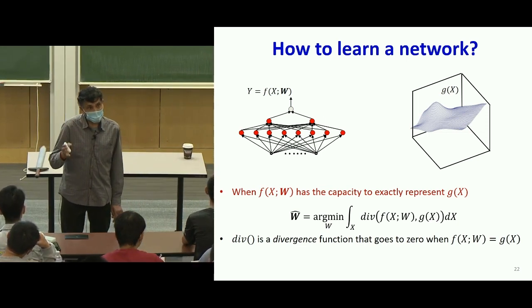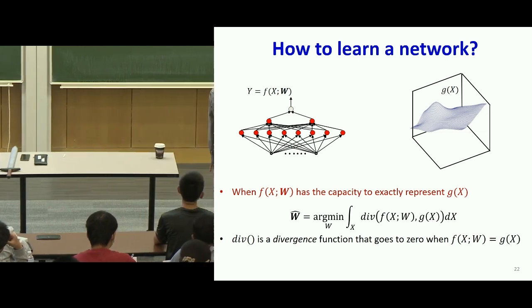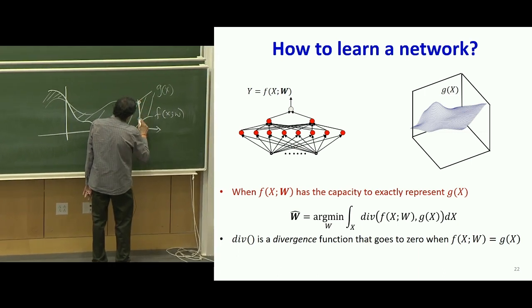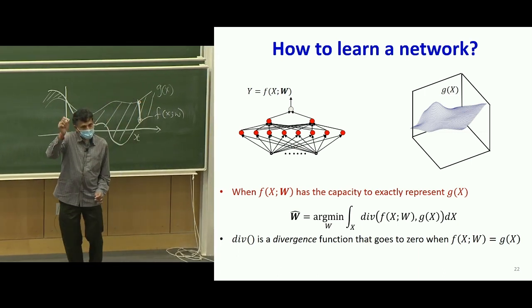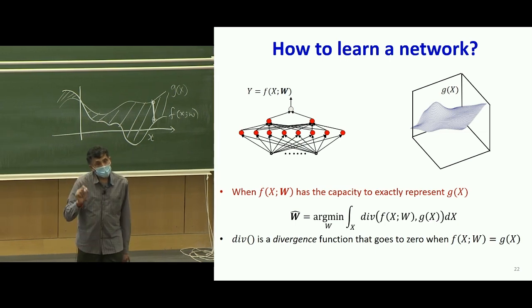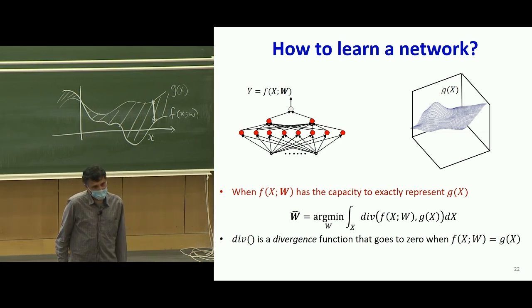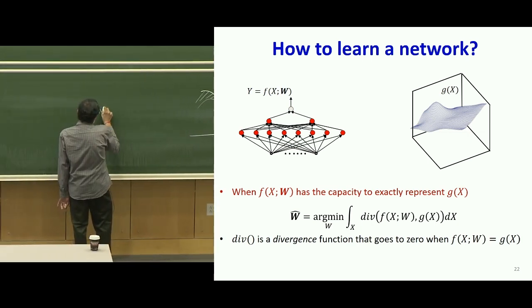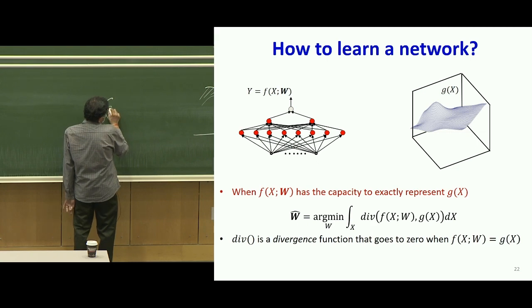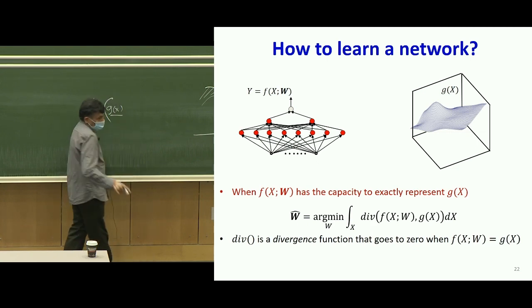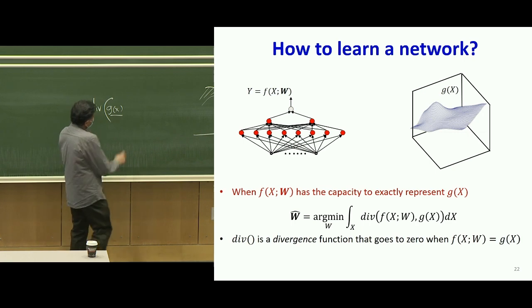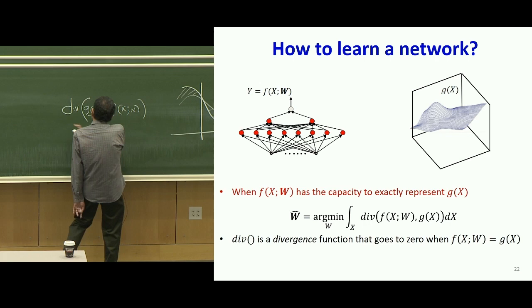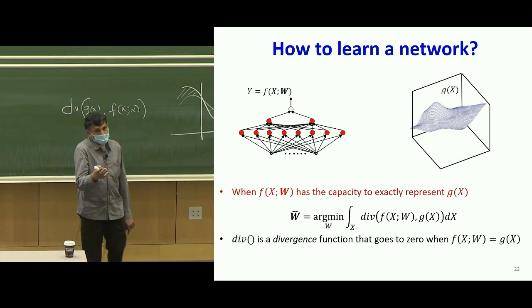You're in mathematical spaces, right? So the first thing you will have to do is to define some way of quantifying this error between the function that you want to compute and the function that the network is actually computing. This is what we will call a divergence. It's going to be the divergence between g of x, which is the function that you really want to model, and f of x semicolon w. Now, for this divergence to make sense, what properties must it have?